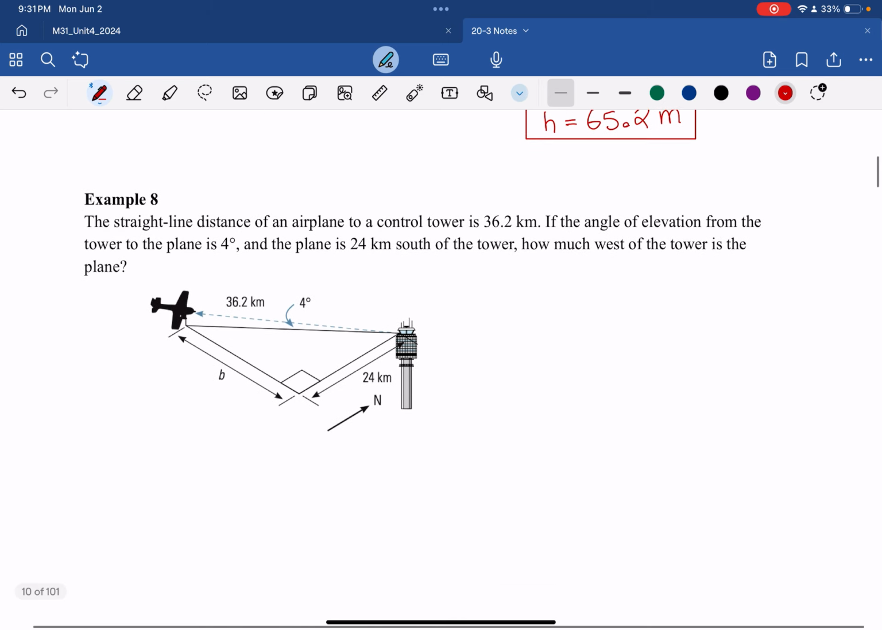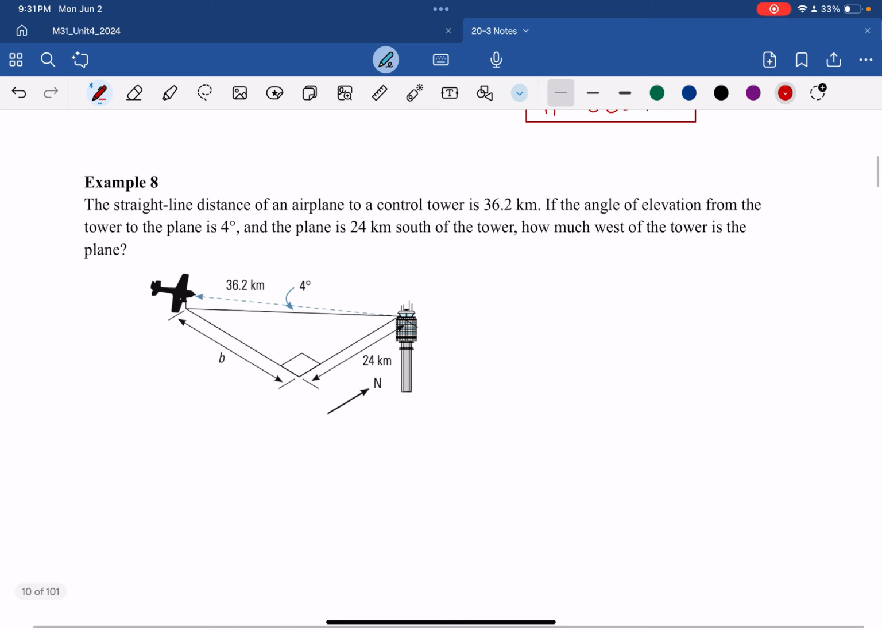And then our last question here. So it says we have a distance from an airplane to a control tower, okay, is 36.2. Okay, if we're drawing a straight line as quick as we can get there, the angle of elevation from the airplane to the tower is 4 degrees. And the airplane is 24 kilometers south of the tower. So we kind of have two triangles happening in here, but we have drawn it out for you already. So how much west of the tower is the plane?